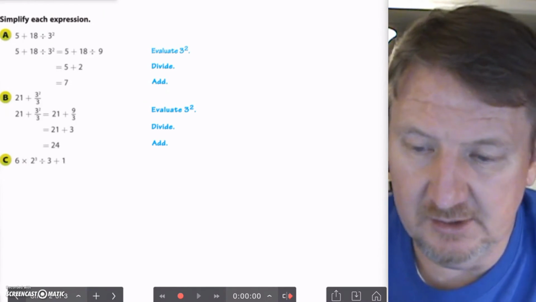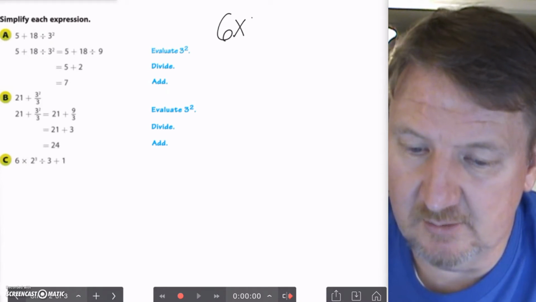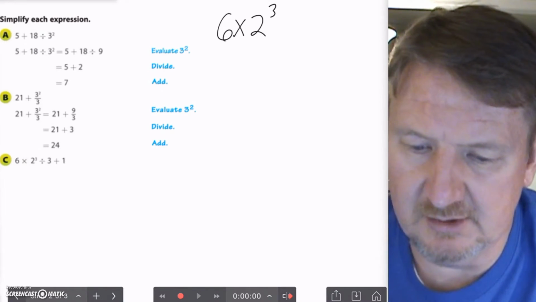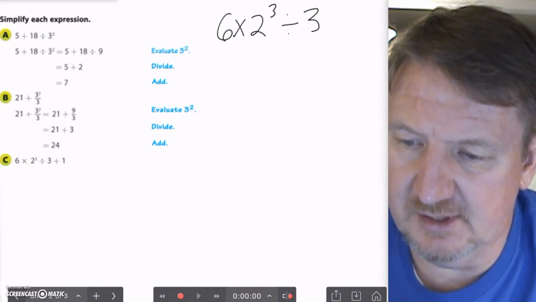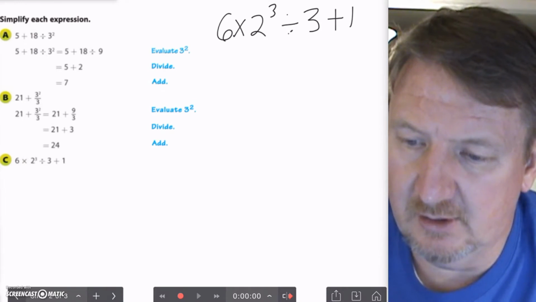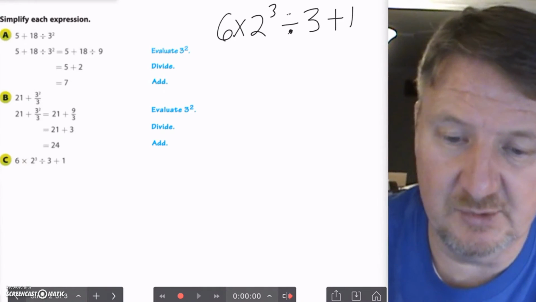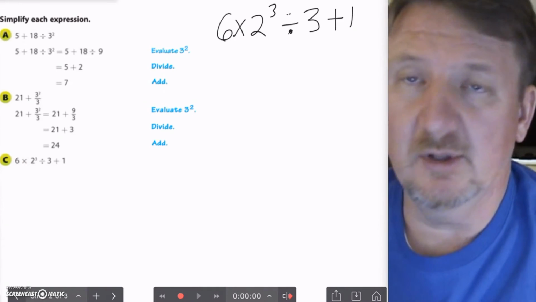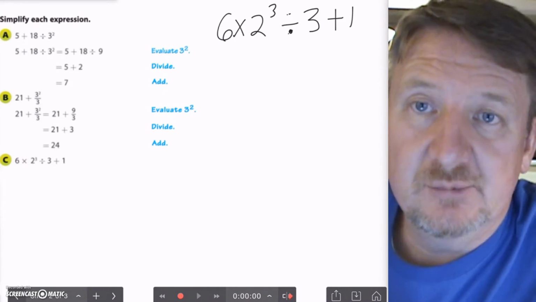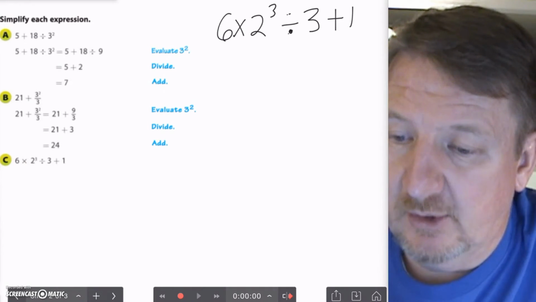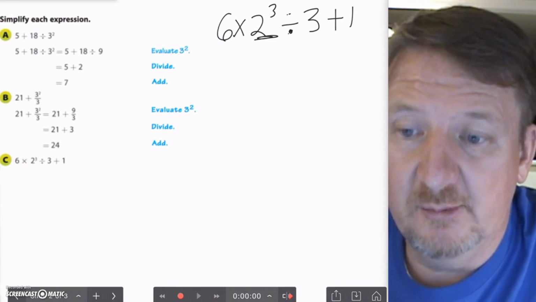Last problem is 6 times 2, looks like to the third power, it's a little blurry, divided by 3 plus 1. Okay, this may look intimidating, but it's really very simple if you break it down and do it like you're supposed to. First thing I'm going to look for is parentheses. I don't see any, so I move on. Next thing I'm going to look for is exponents, so I see 2 to the third power.